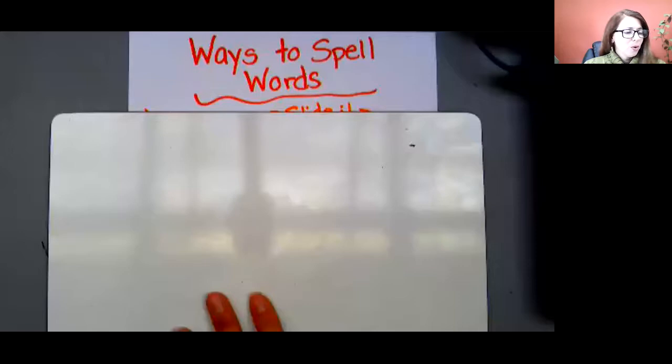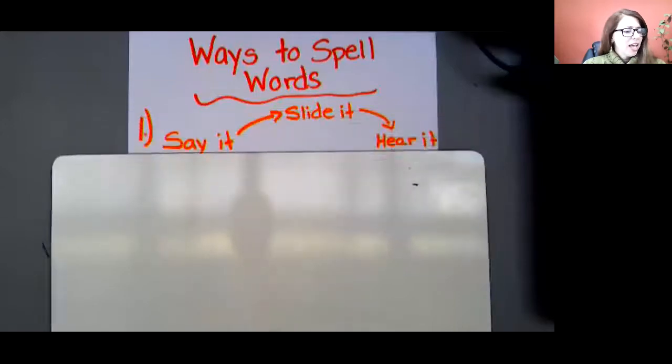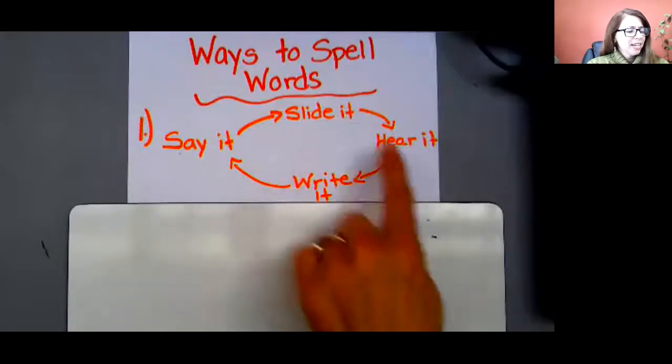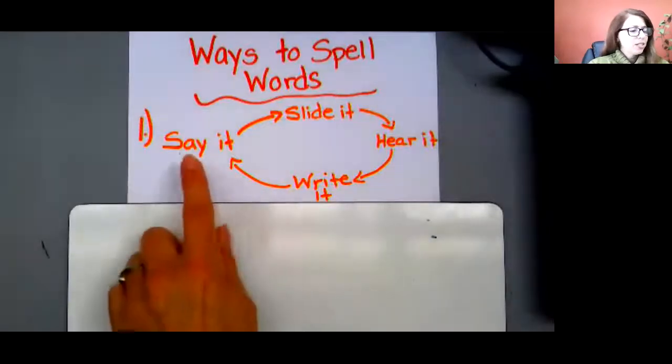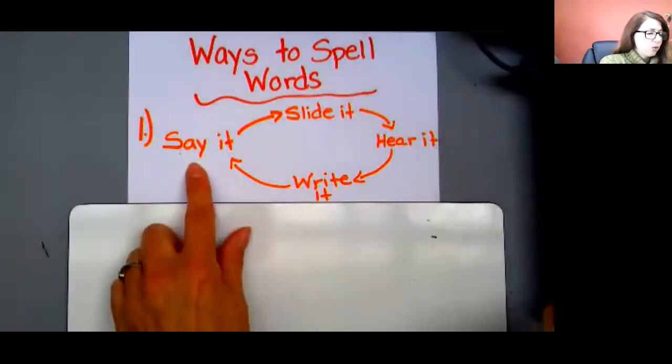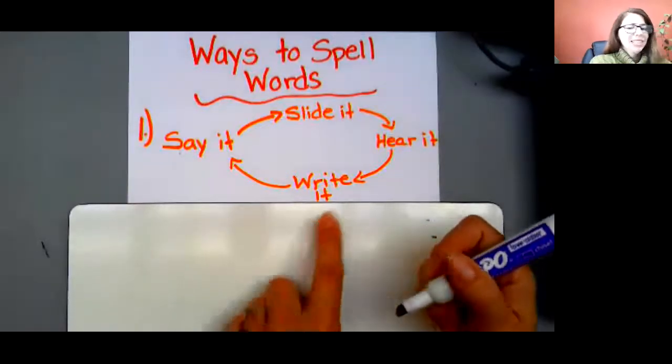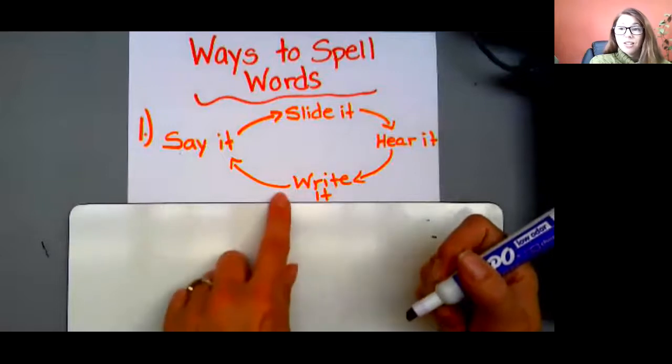So let me go ahead and share with you what we talked about last week. Last week, we talked about ways to spell words, and we discussed a strategy where we say it, slide it, hear it, and write it. So we're going to say our word, for example, the word unicorn. We're going to slide our finger under the word. We're going to be listening for the sounds. We're going to write down all the sounds we hear.